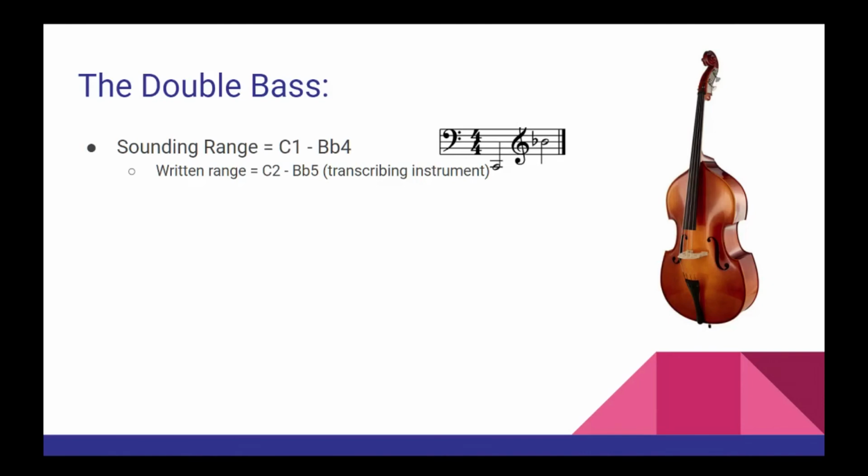When scoring for the bass, all of the notes you write are going to be raised an octave. This means that although the bass has a sounding range of C1 to B flat 4, it's going to have a written pitch that spans C2 to B flat 5. This is simply to help the music be more legible, by avoiding an entire octave worth of ledger lines that go below the staff.